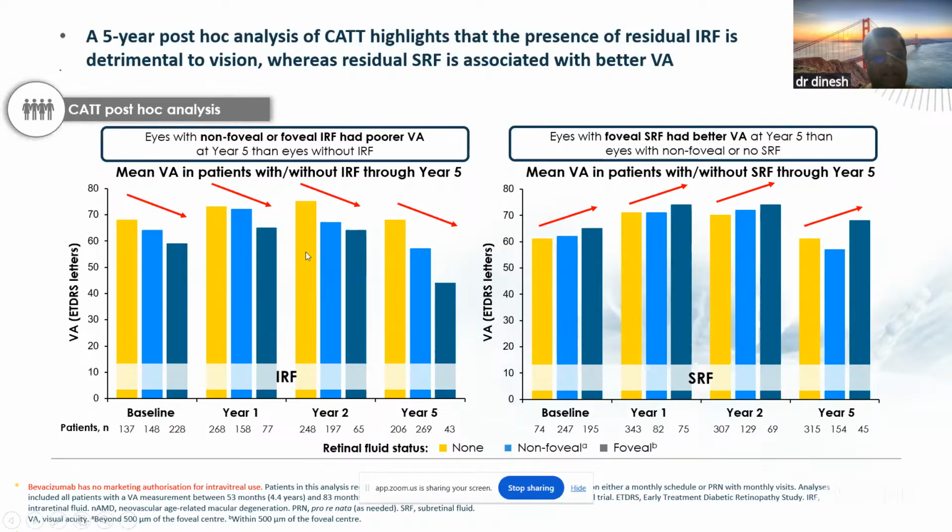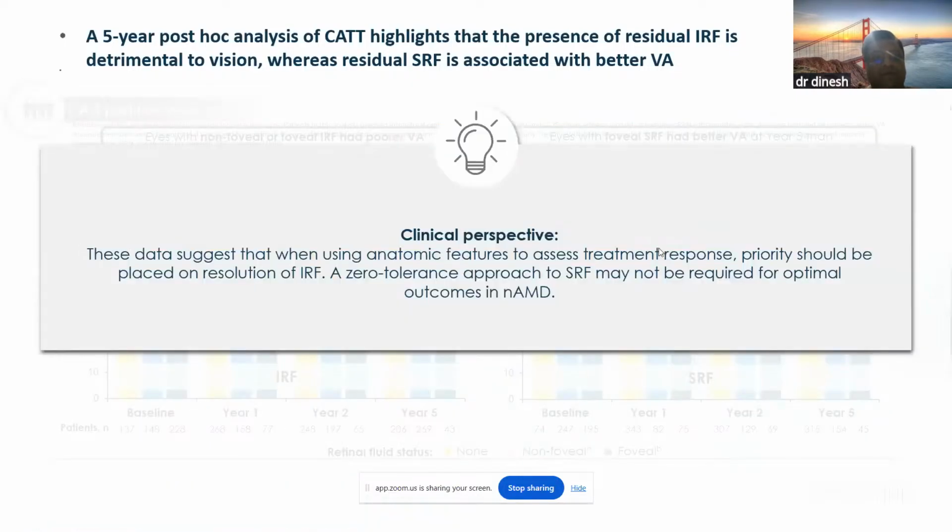So here we can see on the left-hand side, the arrow is going down from baseline to year 5 if the presence of the IRF is there, whereas on the right-hand side, the arrow is going up. So visual acuity in the patients with or without SRF is not so much related. So the 5-year post-hoc analysis highlights that the presence of residual IRF is very much detrimental to vision, whereas residual SRF is associated with a better visual outcome.